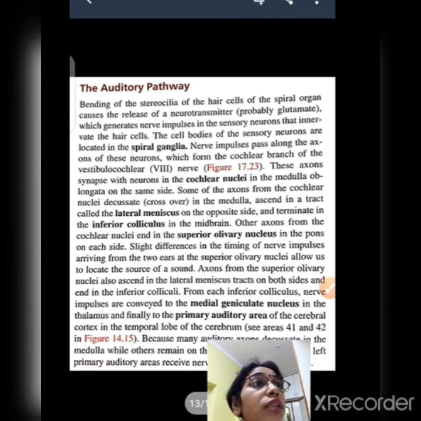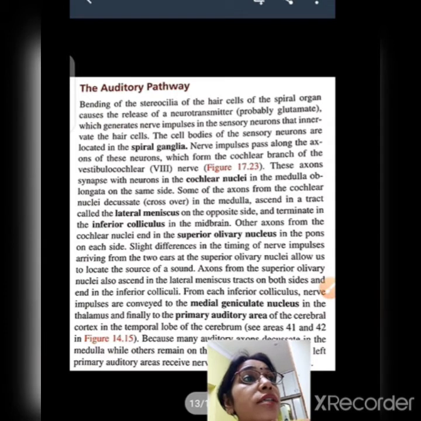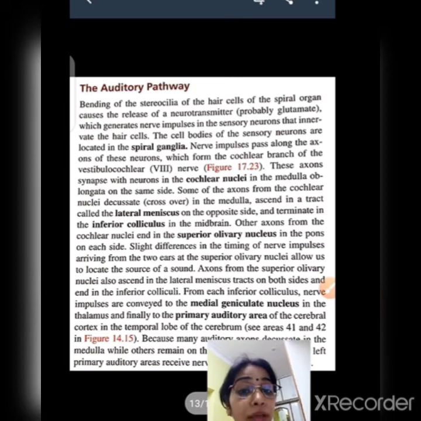Now, how do we know where the sound is coming from? The nerve impulses arriving from the two ears at the superior olivary nuclei allow us to locate the source of the sound, from where the sound is coming. We can locate the area of the sound.